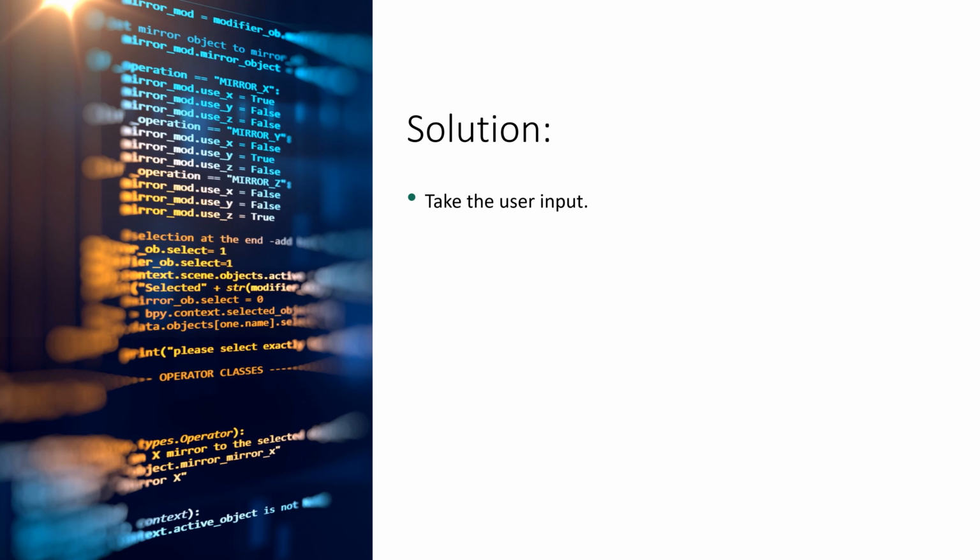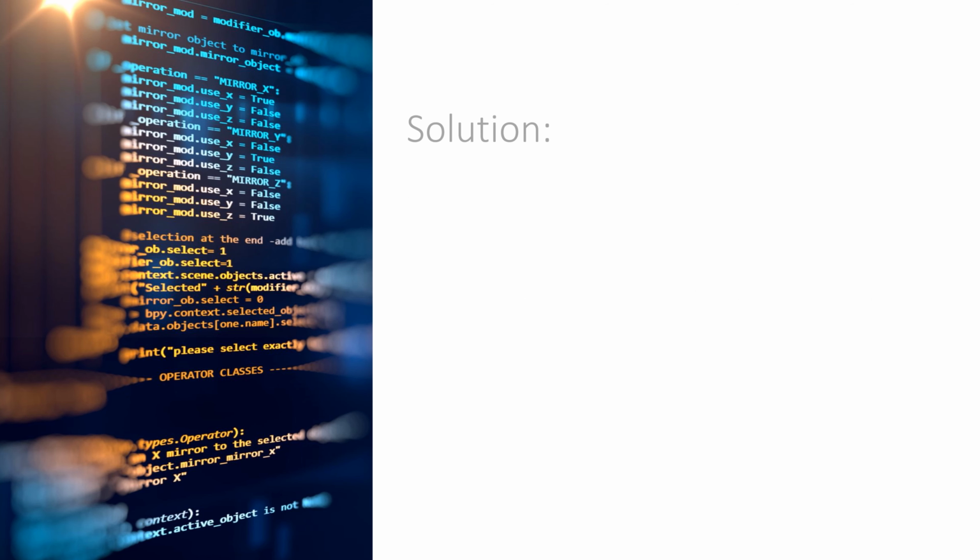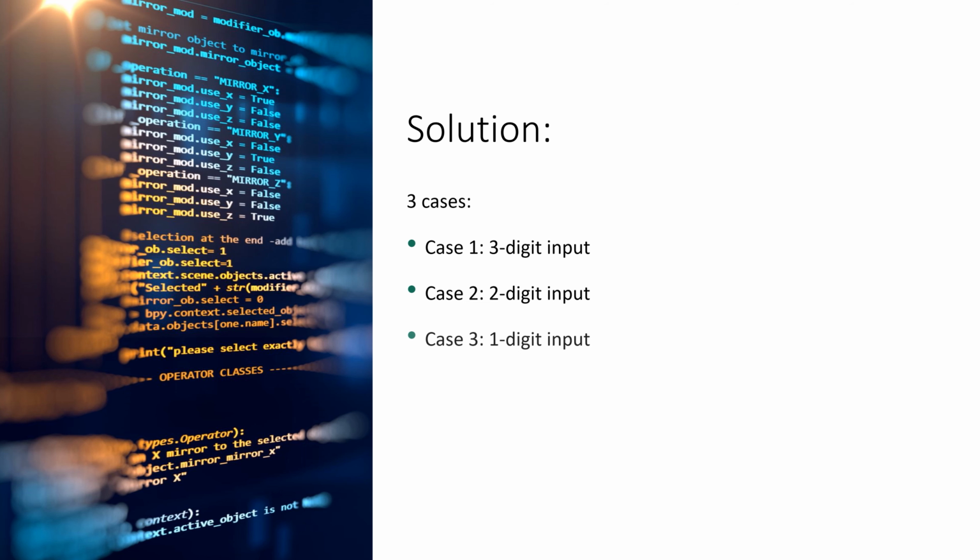Take the user input, determine how many digits the input is, assign strings for the hundreds place, tens and ones places, output these strings. Well, the input and output parts are simple, but the place assignment seems tough. Let's divide this into simpler steps now. We should have 3 different cases, one in which there are 3 digits in the input, one for 2 digits and one for 1 digit.